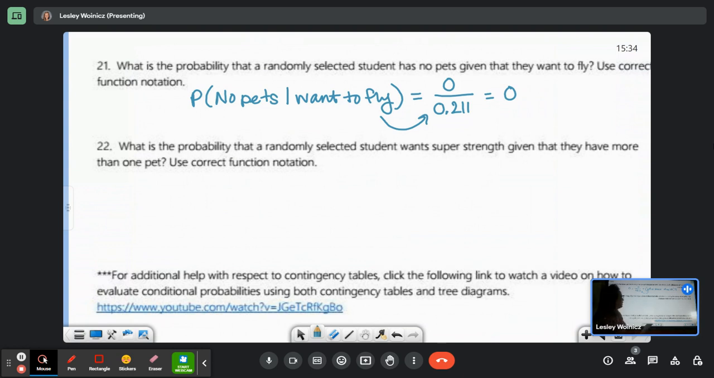Okay, what is the probability that a randomly selected student wants super strength given that they have more than one pet? So, probability of super strength given more than one pet. Geez, it's so much writing. I'm sorry, guys. It's like the worst categories ever.